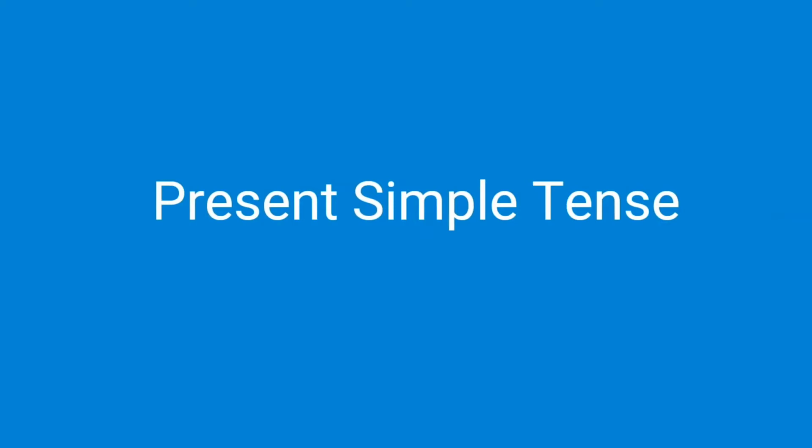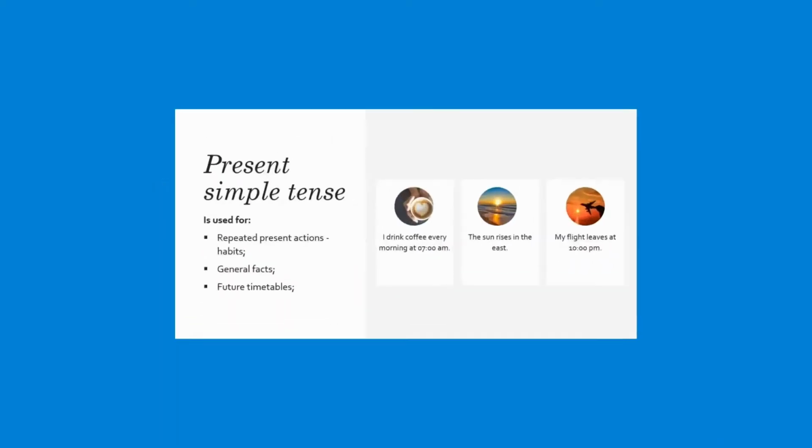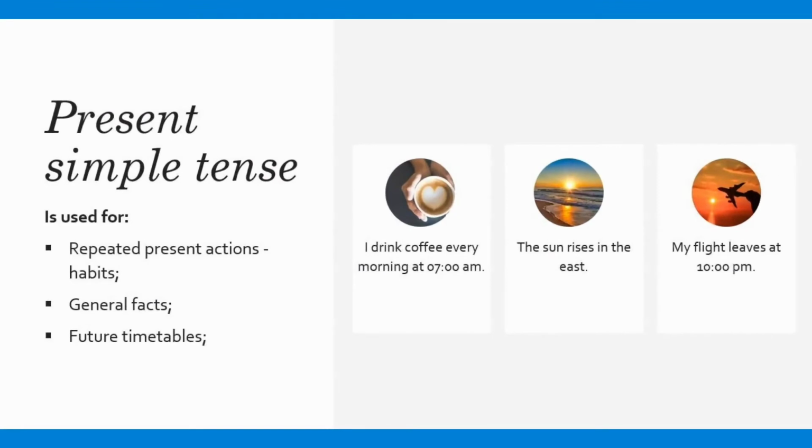Present simple tense. We use the present simple tense for repeated present actions or habits. I drink coffee every morning at 7 a.m. Or for general facts. The sun rises in the east. And also for future timetables. My flight leaves at 10 p.m.